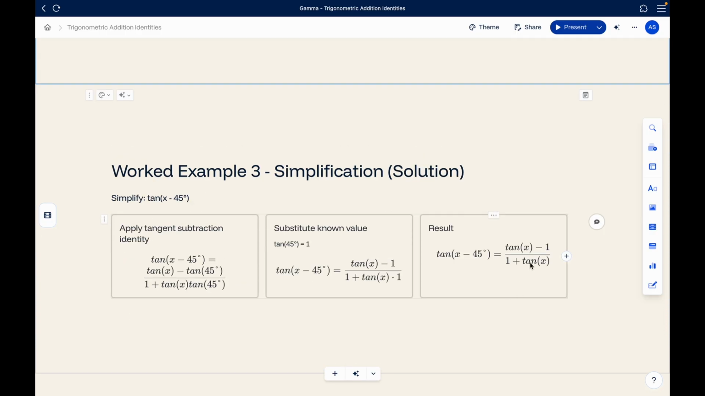Here's the solution. What I did over here is I chose not to do that. When I created the slide deck, I just put 1 plus tangent x, but tangent x plus 1 or 1 plus tangent x, both will work. I highly doubt any textbook or exam will care which order you put that in.